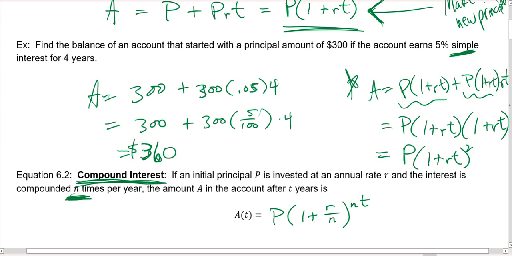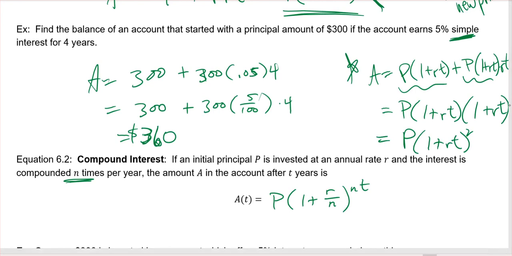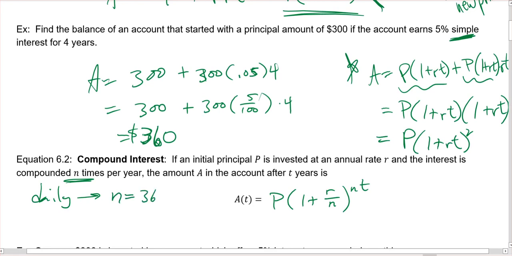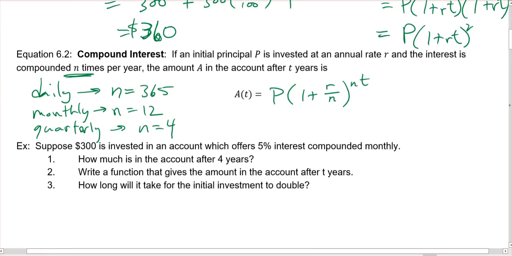Okay, so the difficulty with these problems usually is figuring out what n is. So maybe we can write down a few keywords here. If I have, I don't know, daily, n is going to be however many days there are in a year, right? 365. If we do monthly, we're going to use n equal 12, right? There's 12 months in a year. If we do quarterly, then we're going to use n equal 4, right? Quarterly means 4 times a year, and so on. We can do more than that, but that's kind of the basic idea.